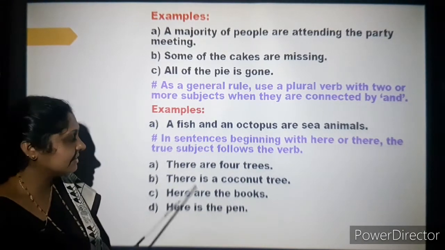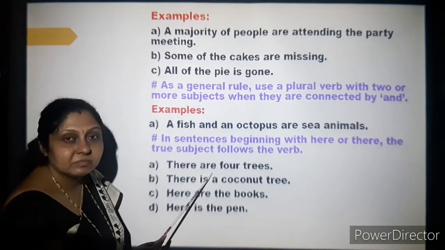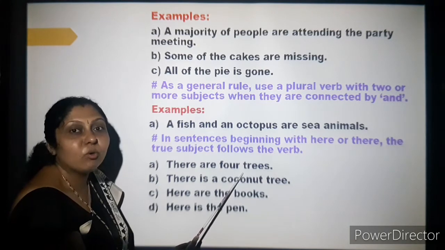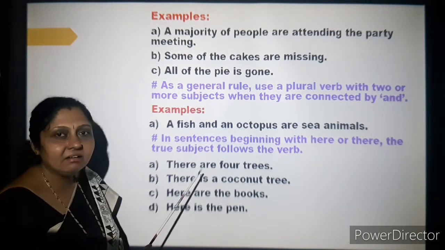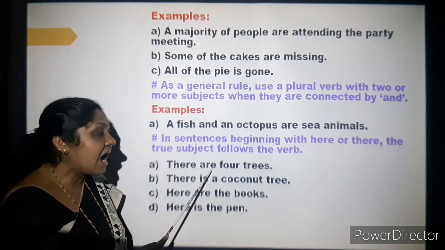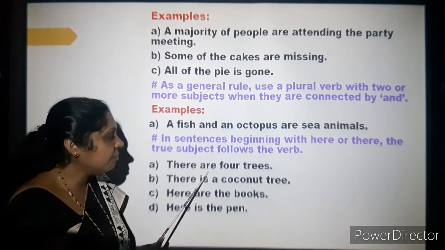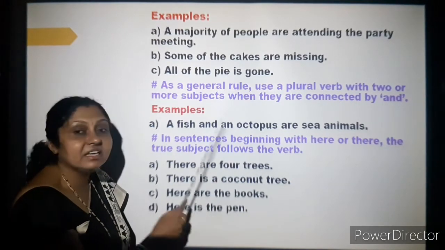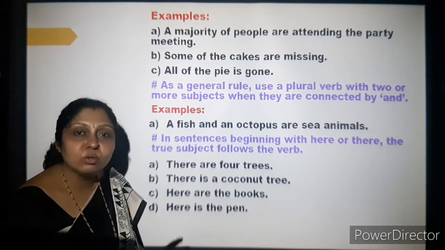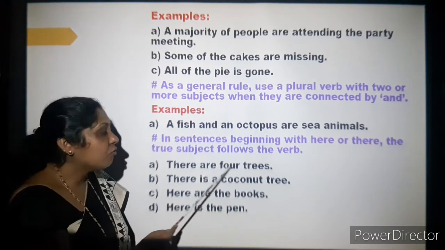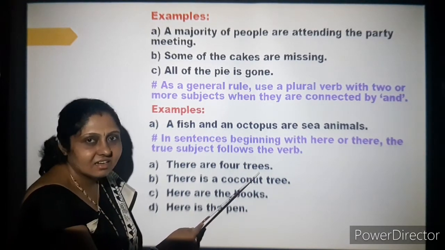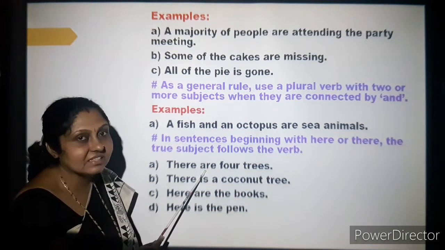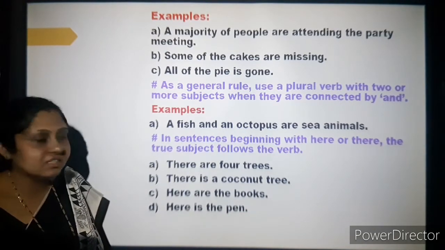What's the meaning? See the example. There are 4 trees. Here it is telling the existence. "Are" is a verb. 4 trees. So which is the actual subject here? 4 trees. "Trees" is in the plural form, and there are 4 trees. So the usage is "are." You cannot say there is 4 trees.